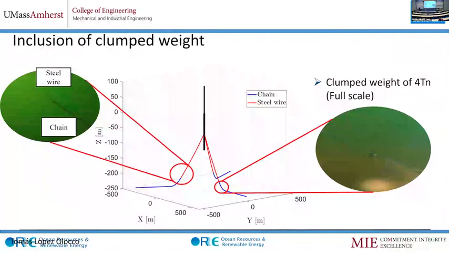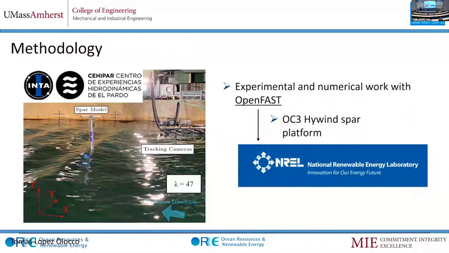He has been looking at the effect of clump weights on a mooring line and how they could change the behavior of the mooring line and how we can model it. There's still a lot of confusion about clump weights and how they affect the mooring line performance. He has a number of experiments he did in Madrid. Now he's doing simulations and trying to make sense of the comparison.